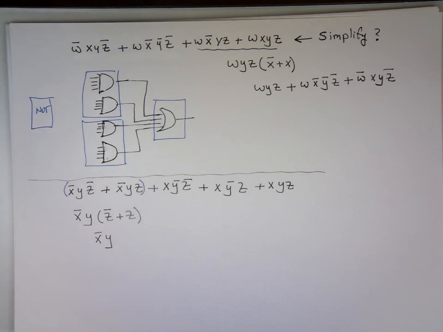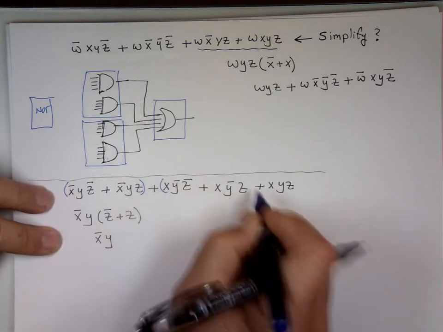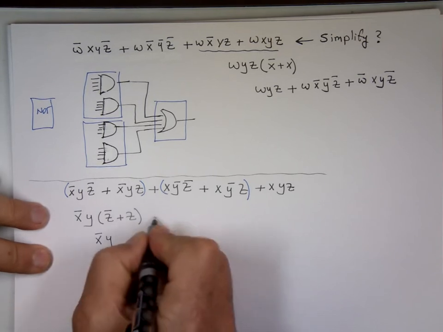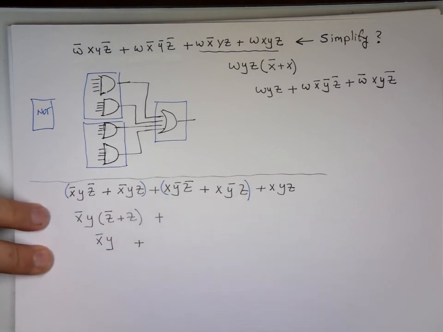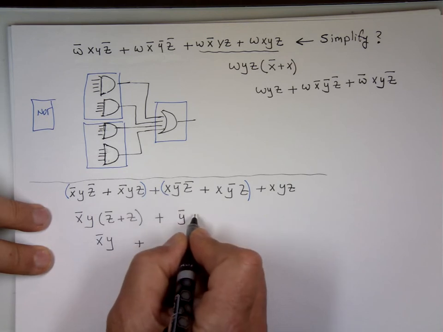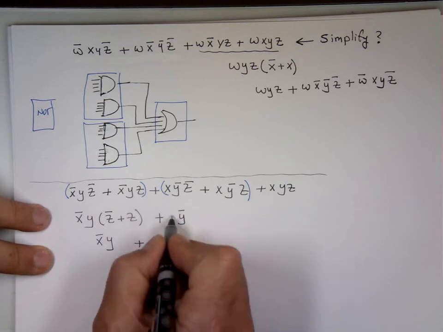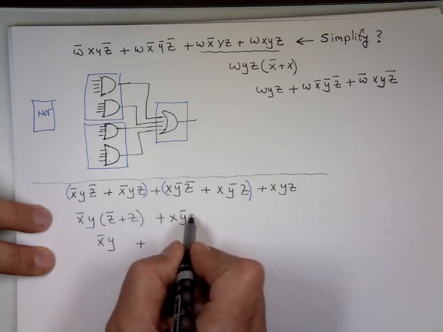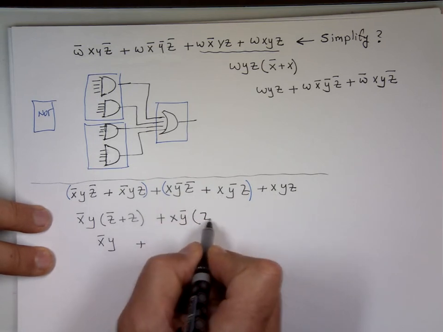And now if I group these two, let's look at these two here. As the plus. Look at these two. What do they have in common? Y bar x, right? These two. So what do you have left? Z bar plus z, which is what? 1.